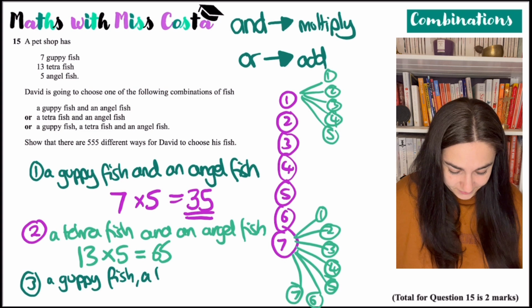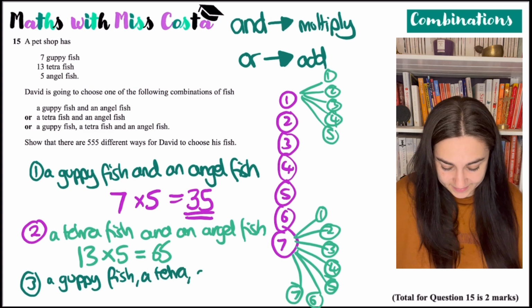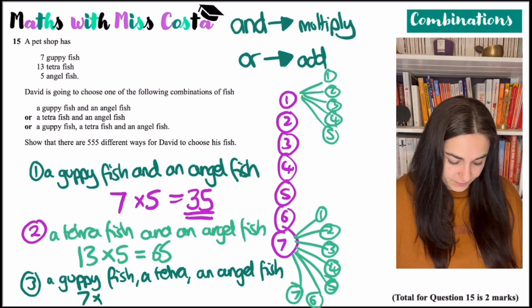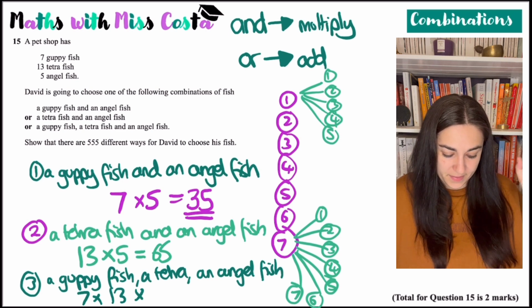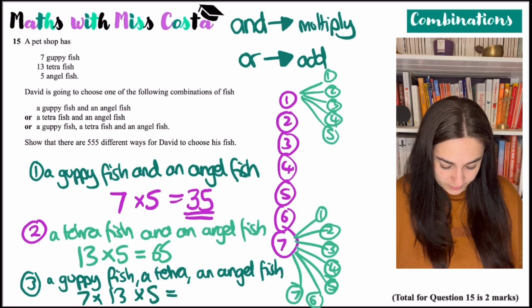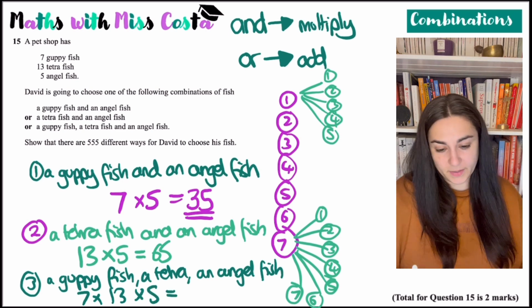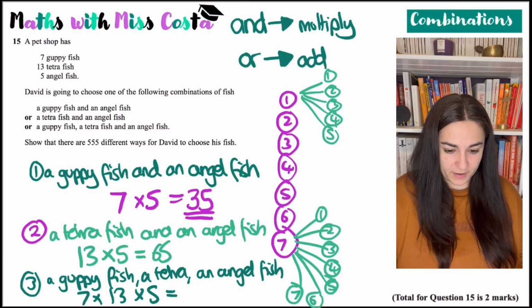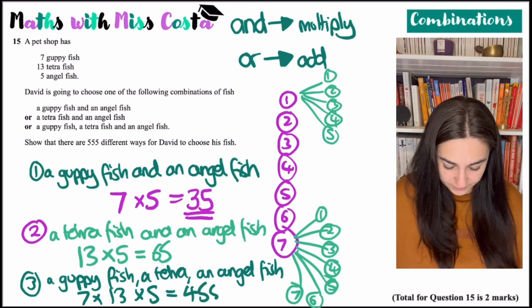And finally, he could get a guppy fish, a tetrafish, and an angelfish. So he could get a guppy fish, combine that with any of the 13 tetrafish, and combine that with any of the 5 angelfish. So what's that? 7 times 13 times 5 is 455.